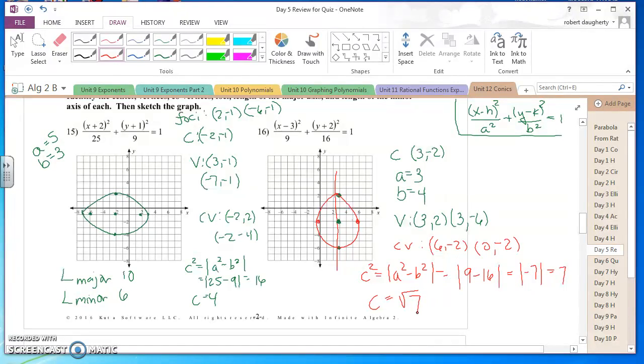So to find where the foci are located, they're going to be located on this vertical line. So the x value stays the same. So this x value is 3. So for the foci, it's going to be 3. My center is at negative 2, but I'm going to have to go up square root of 7. So (3, -2 plus root 7). And then the other point is going to be (3, -2 minus root 7). So (3, -2 plus root 7) and (3, -2 minus root 7) are the foci. Okay? That's page 2 of the review. We'll continue on in just a moment.